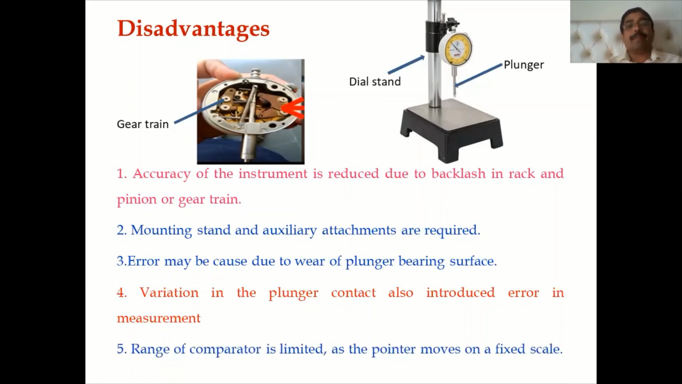And the range of the comparator is limited as the pointer moves over a fixed scale. You can see here, this is our dial indicator. Here there is a scale, and the pointer will just move over that limited scale, limited by the range of that scale. So that is the meaning of that.